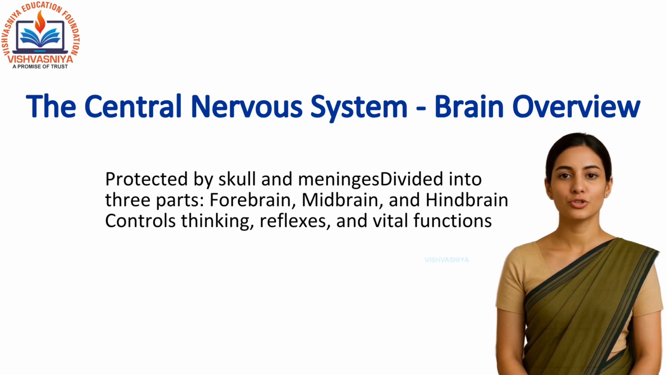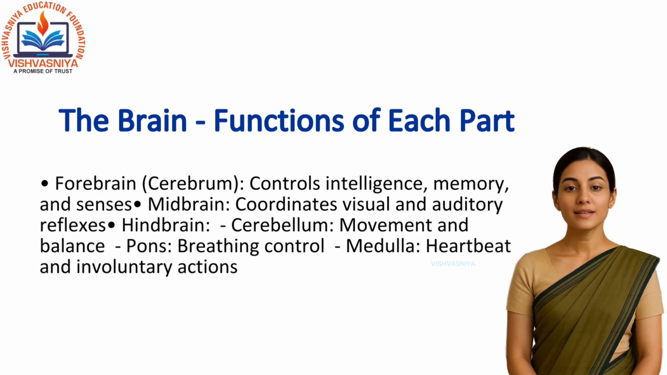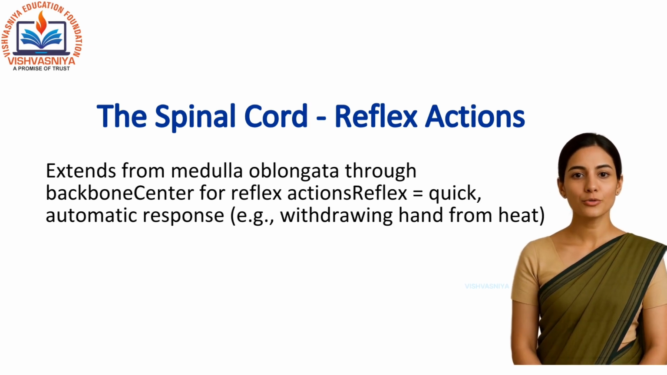It's divided into three parts: forebrain, midbrain, and hindbrain. Forebrain, cerebrum, the largest part, responsible for intelligence, memory, voluntary actions, and sensations. Midbrain connects forebrain and hindbrain, controls reflex movements of eyes and head. Hindbrain has three sections: cerebellum for coordination and balance, pons for breathing regulation, medulla oblongata for heartbeat, breathing, and involuntary actions.